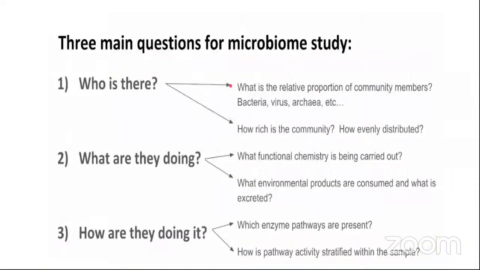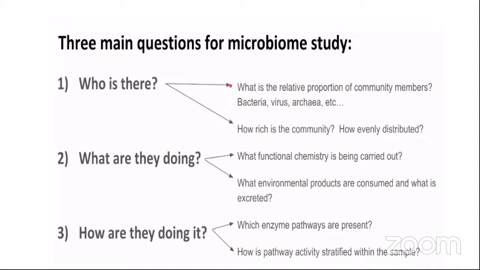So the three major questions generally we ask in a microbiome study are: who is there, what are they doing, and how are they doing it. I'm discussing this because you will find that in the next part of the metagenomic data analysis, the three aspects are very important. So depending on the question you ask, your analysis will depend on that.